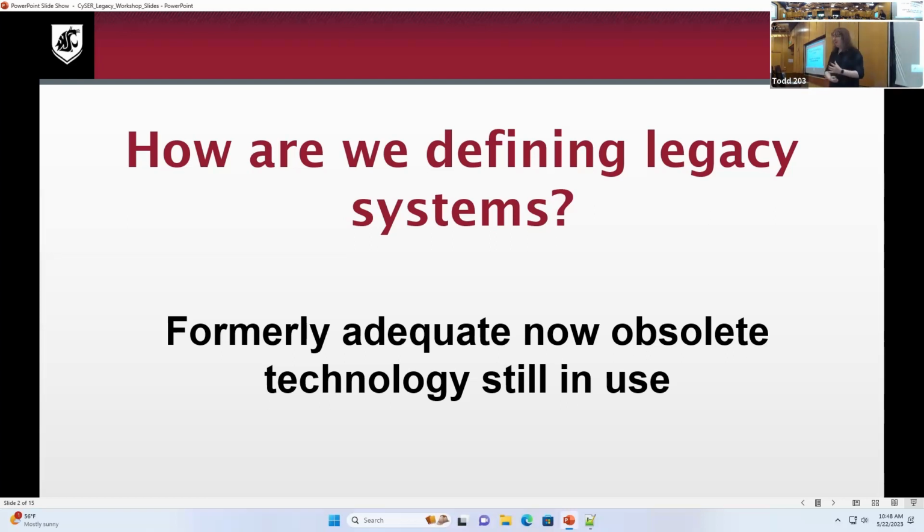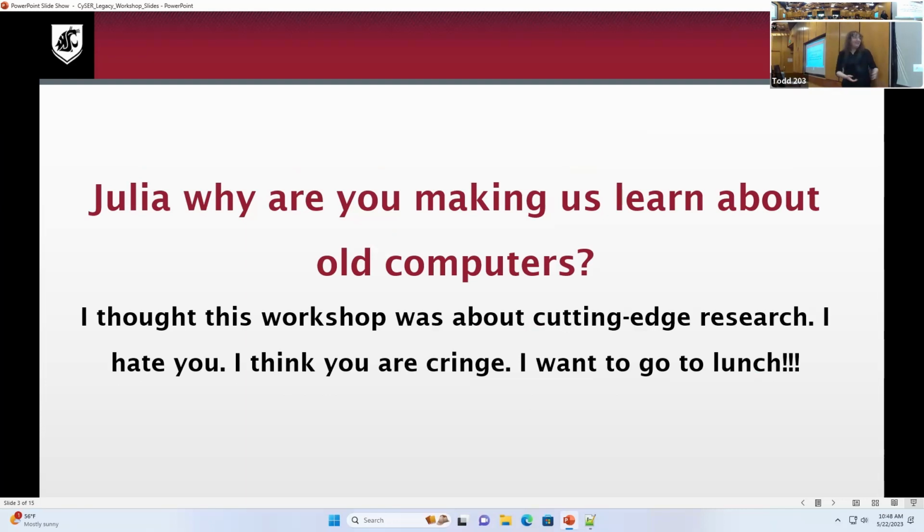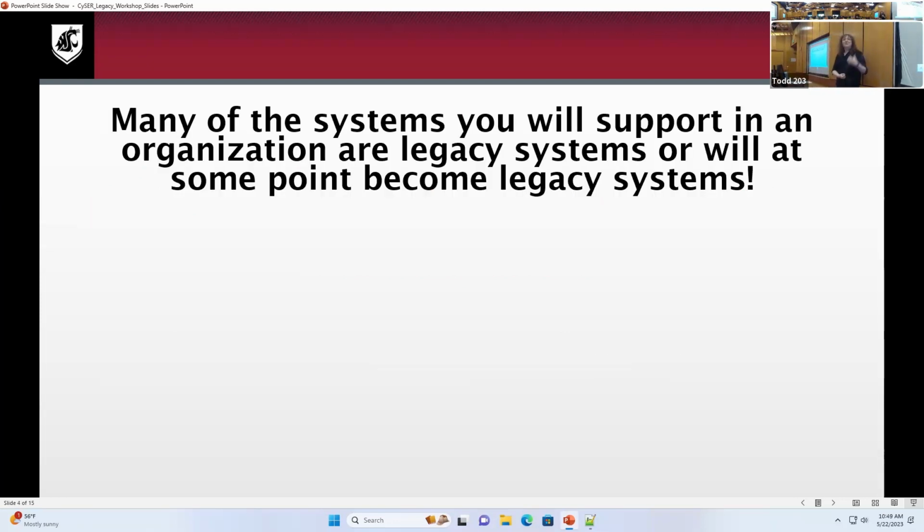So any technology that at one point was meeting an organization's requirements and has now become obsolete as technology has advanced. Your second question might be, are you making us learn about old computers in the context of a workshop on cutting edge research? The reason why is because many of these systems you will support in an organization are legacy systems or will at some point become legacy systems. Unless you're working for a startup where you're building your entire tech stack from scratch, you're going to be working with technology that's already been implemented.